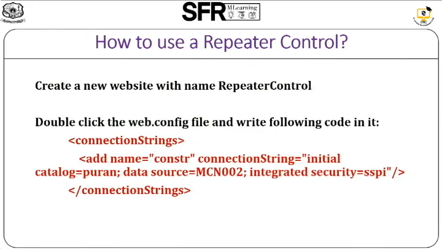The first tag we have to use is connectionStrings. Next we add the name constr connection string. Initial catalog is equal to puran, data source mcn002, integrated security SSPI. Then we close the connection string. So these are the 2 steps of code we implement for using the repeater control in ASP.NET.